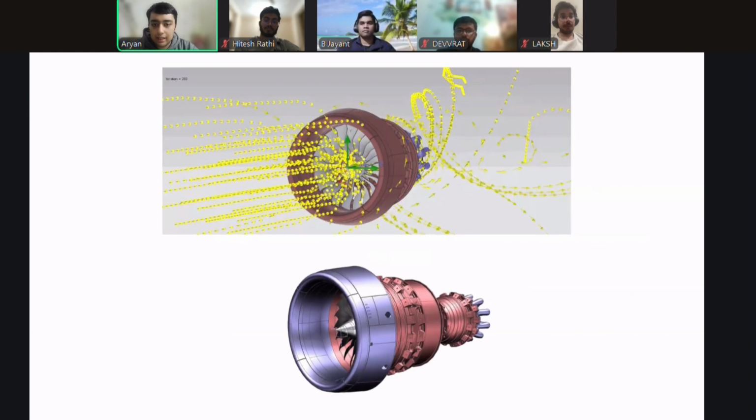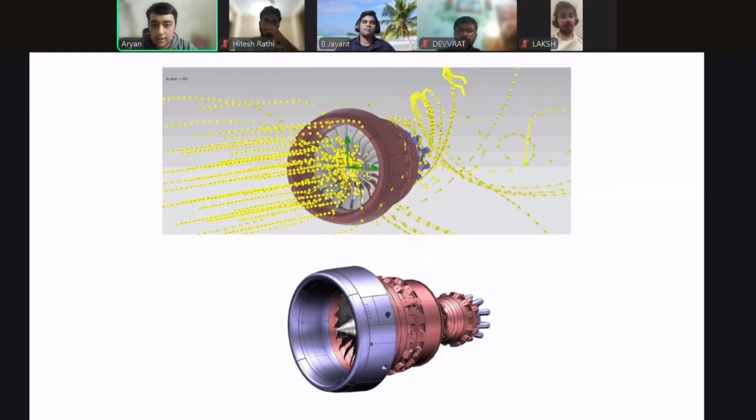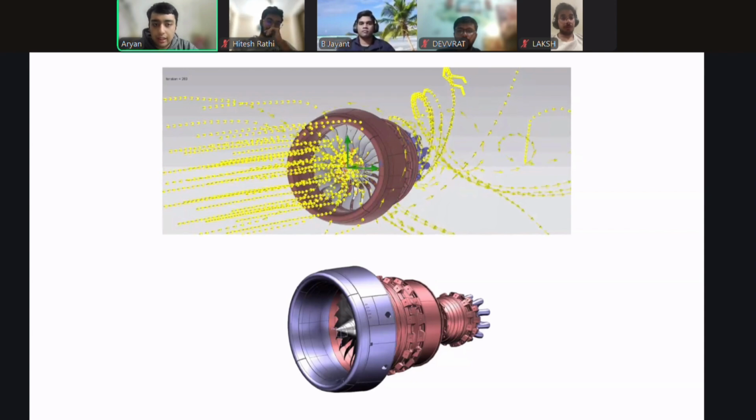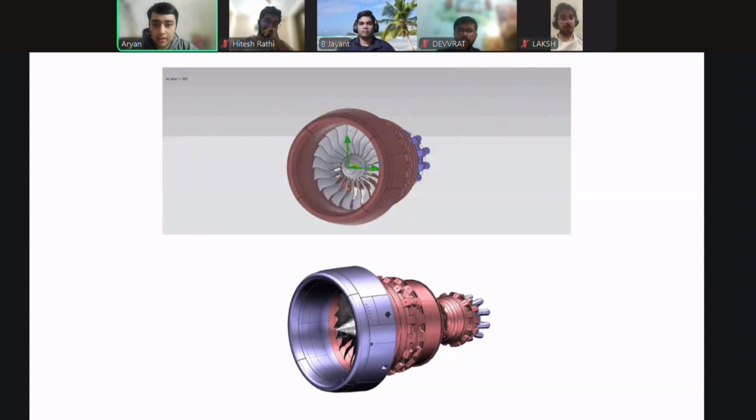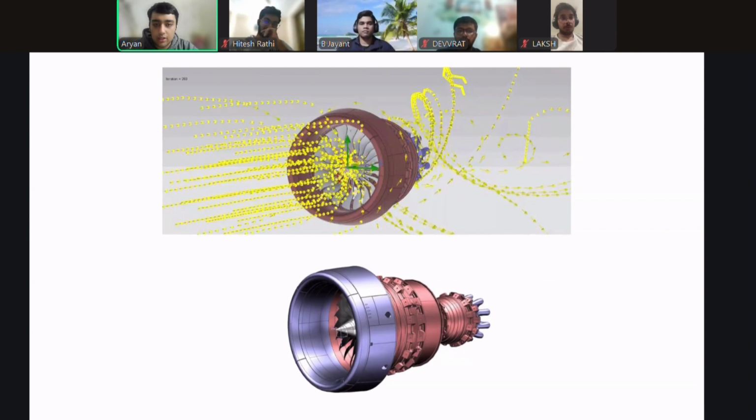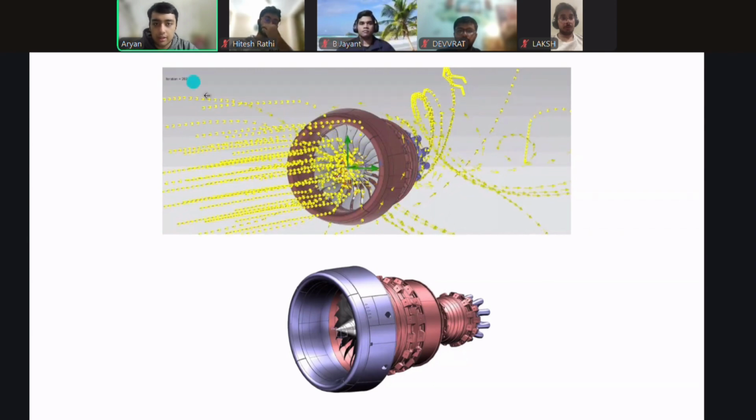This was the entire analysis. From the flow trajectories as well as the specific cut plots, we can determine the velocity and the pressure values at various stages of the simulation of the engine, which was the main intent of our CFD analysis for this turbofan engine.